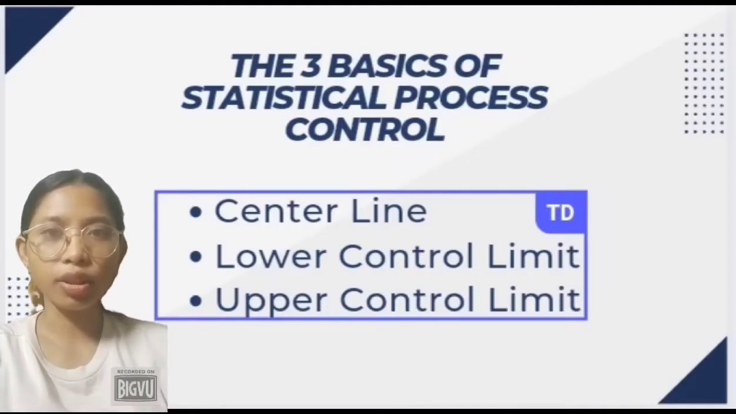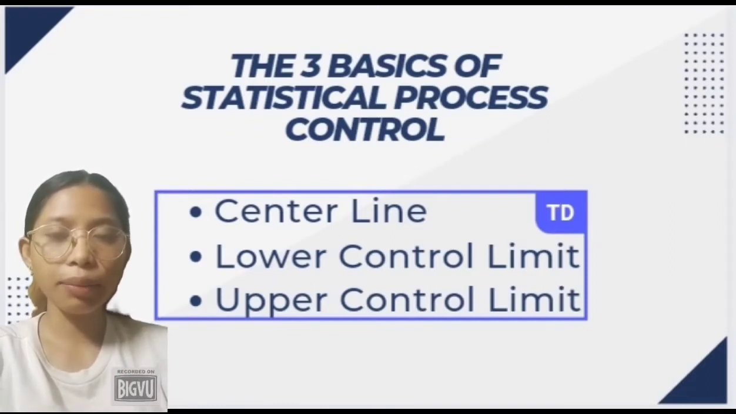Three basics of statistical process control are center line, lower control limit, and upper control limit.